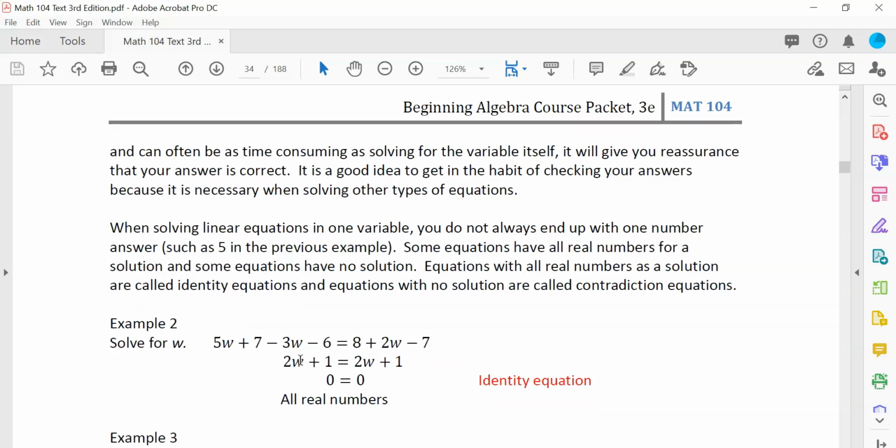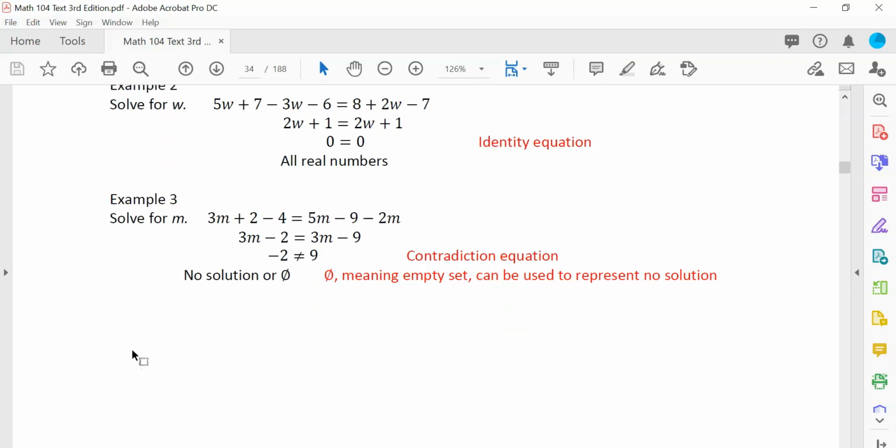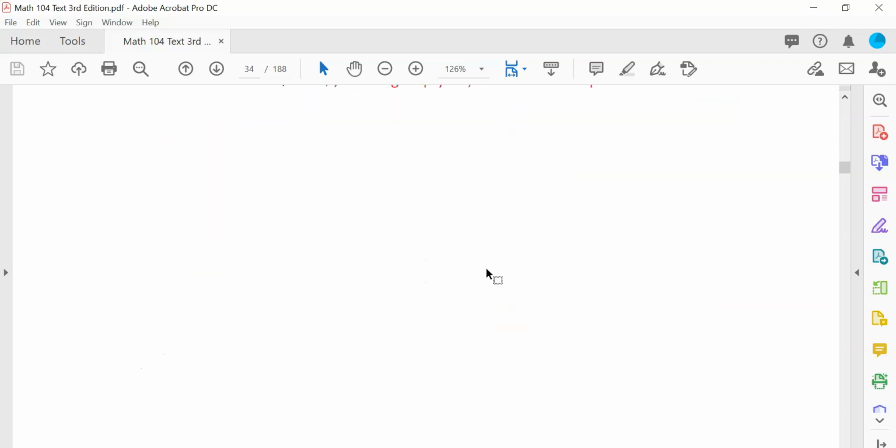But there you go. So as you're solving, if you come out with a true equation, you end up with an all real numbers solution. And I say true, meaning it's always true. If you come out with an always false situation, then it's a no solution situation. So there you go. Now in the next part, we'll talk about other things that could happen, specifically how to deal with decimals and fractions.